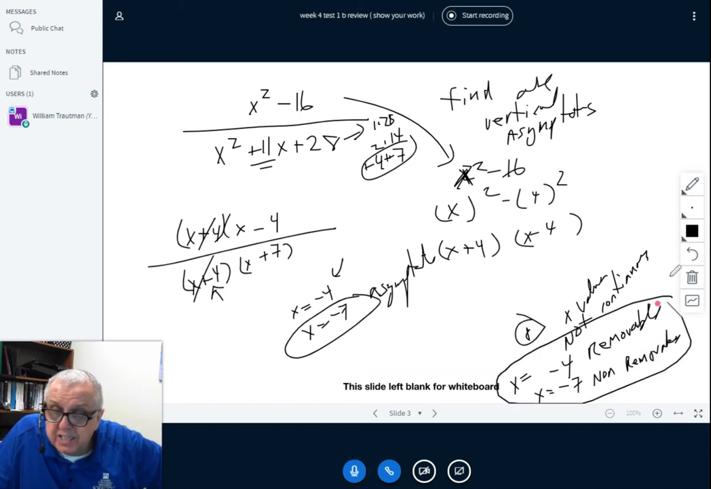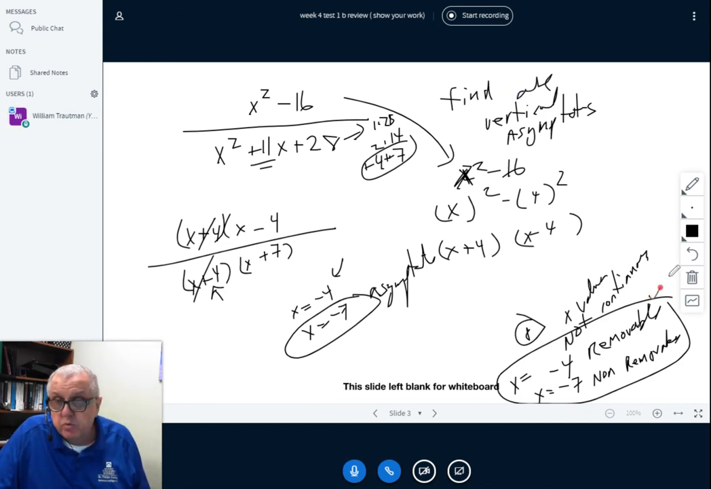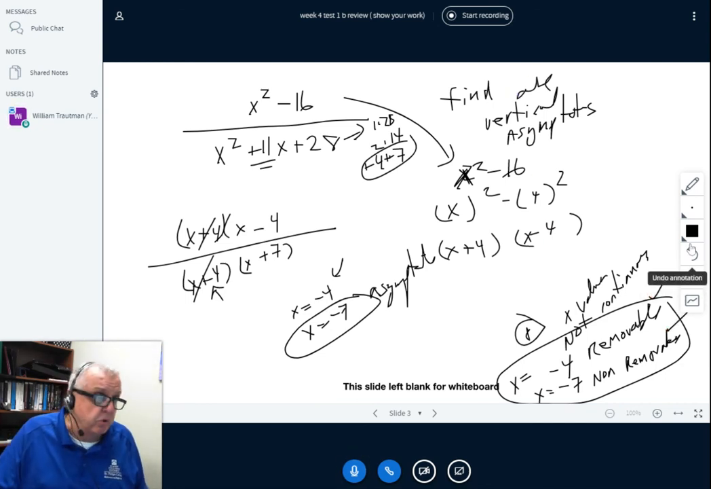So the last question is very similar to question 7, except we don't want you to label them as asymptotes. We want you to label them as removable or non-removable. I mean, they both could be removable. They both could be non-removable. One could be removable. One could be non-removable.